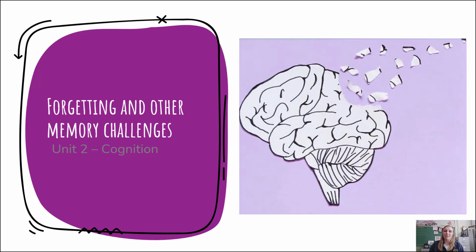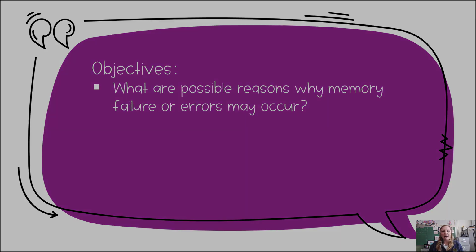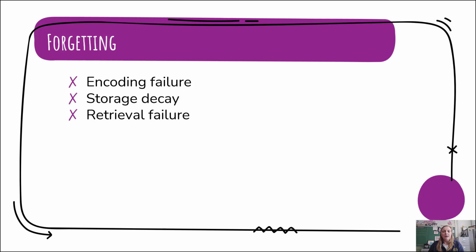This is a video about forgetting and then some other memory challenges that we face. By the end of this video, you should be able to answer the following question. What are possible reasons why memory failure or errors in memory may occur? So let's first start out with what forgetting is. Forgetting is the inability to retrieve information due to poor encoding, poor storage, or poor retrieval. So we can have problems with any of the different levels of memory.